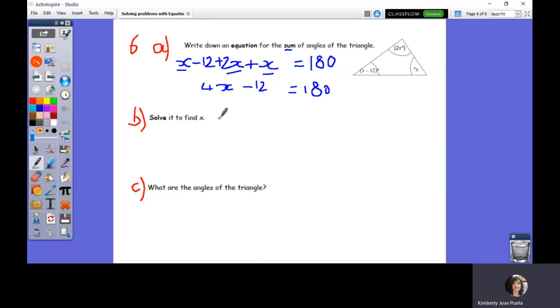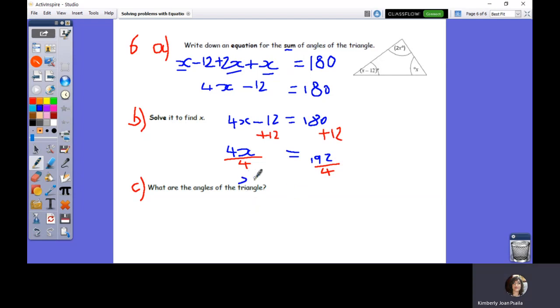Now in part B we have to solve it to find x. So we have 4x minus 12 is equal to 180. In order to get rid of this minus 12, we have to add 12 on both sides. And we are left with 4x, minus 12 plus 12 gives us 0. 180 plus 12 gives us 192. In order to get rid of this 4, we have to divide both sides by 4.